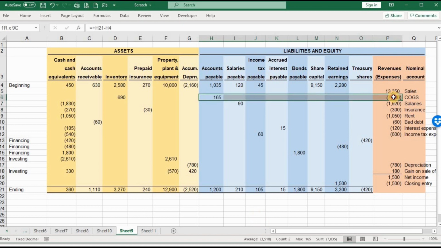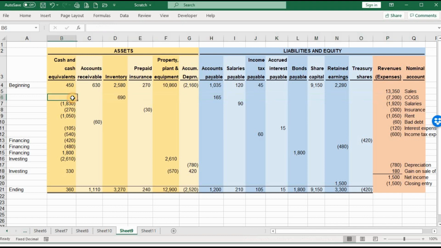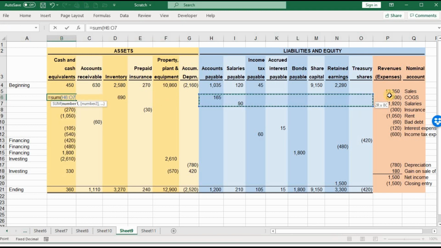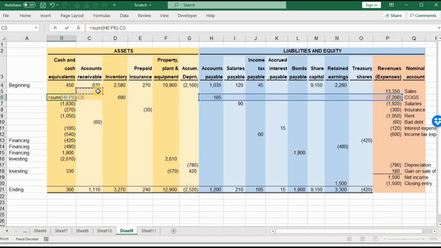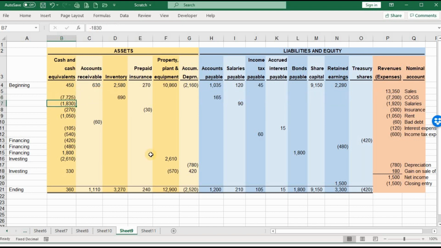Again, let us maintain the equality of the equation. So the right side is negative 7,035 pesos. However, on the left side, we have 690 pesos under the inventory account. So the difference will be under the cash and cash equivalent column, for the difference between the total of the liabilities and equity and the inventory of 690.